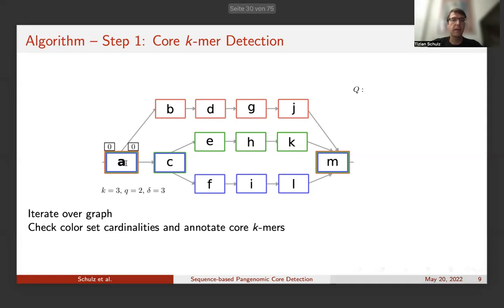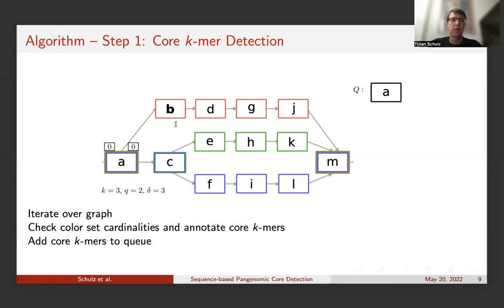So we annotate A with 2 integers. One integer represents the distance to the next core k-mer if we use outgoing edges, and the other one represents the distance to the next core k-mer if we use incoming edges, which in this case we do not consider for this example. Now, after we have annotated A, it is added to the queue, and we continue our graph traversal.